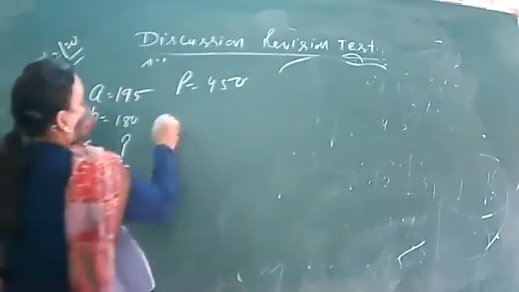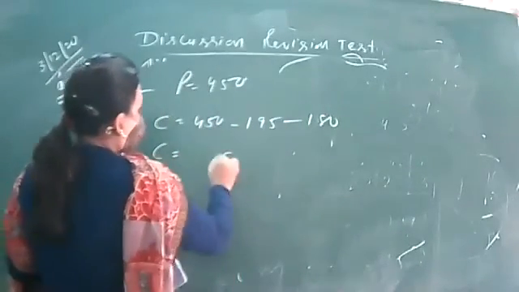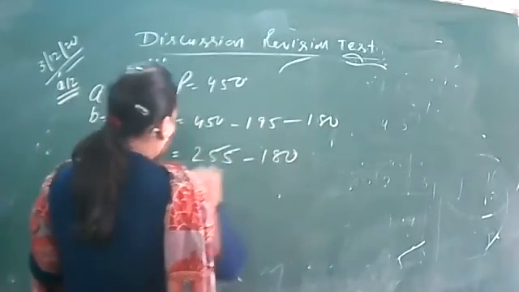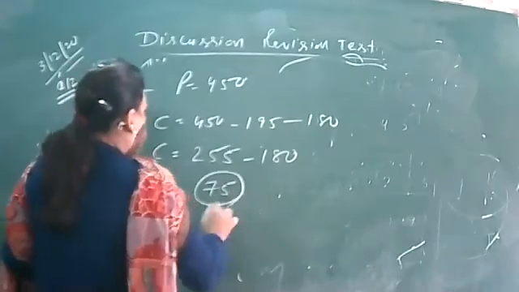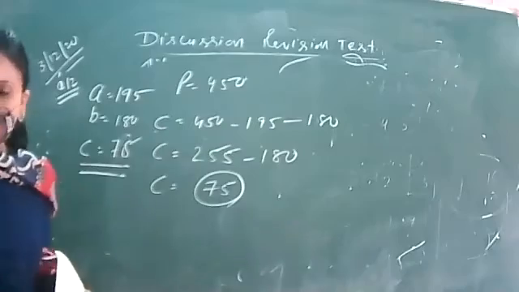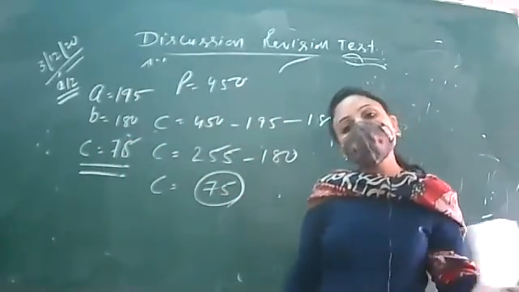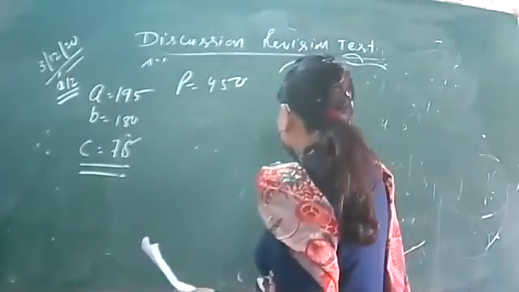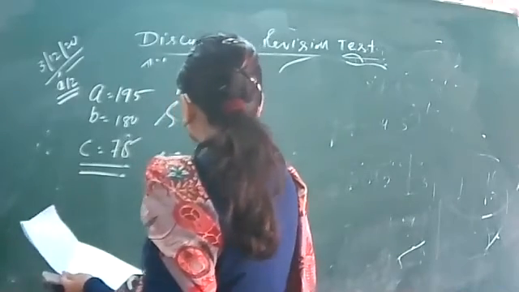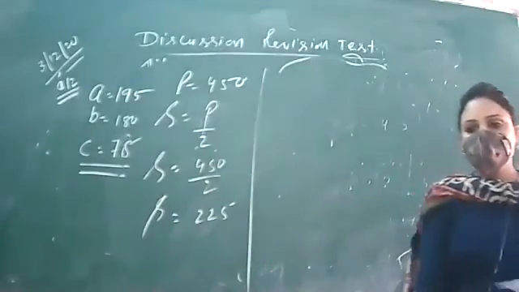Subtract both from the perimeter. C is 450 minus 195 minus 180. 450 minus 195 is 255, minus 180 is 75. The third side comes out to be 75. Now in area we need the semi-perimeter as well. How to find the semi-perimeter when the perimeter is given? Divide by 2. So the semi-perimeter is perimeter over 2, 450 over 2, 225.